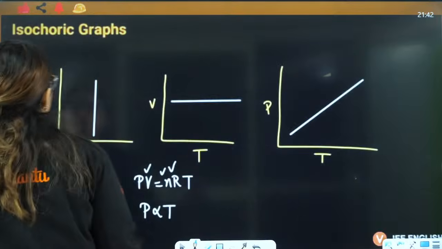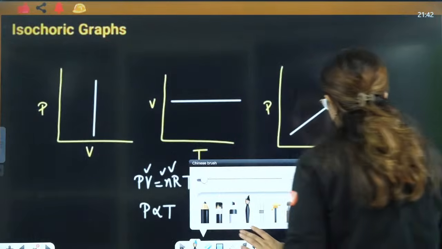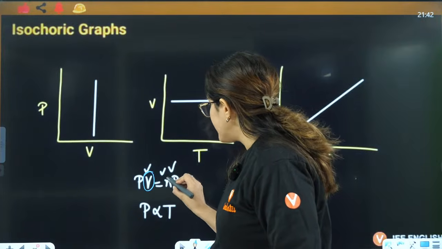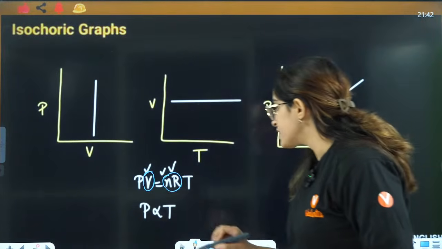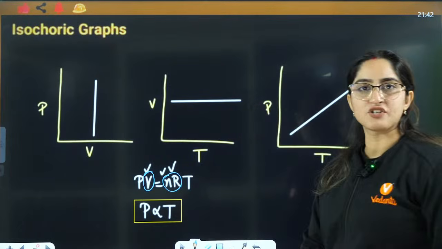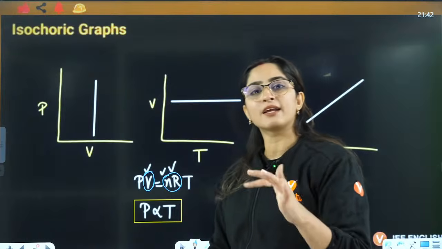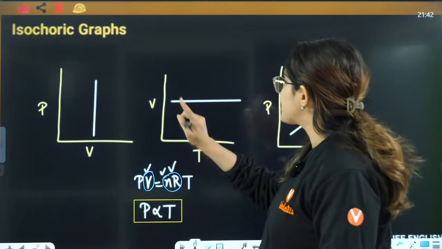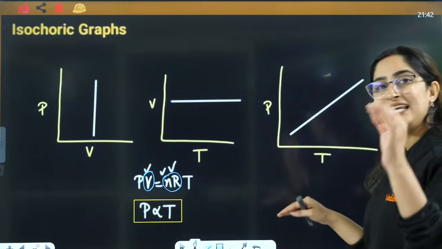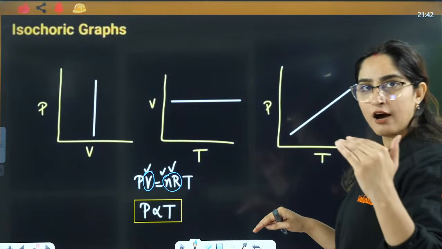Then next is about isochoric. Now in case of isochoric, what you will see, that volume is constant, moles and R are constant. So we can say pressure is directly proportional to temperature. When I say pressure is directly proportional to temperature, that means pressure and temperature are going to have a linear straight line graph here, right?